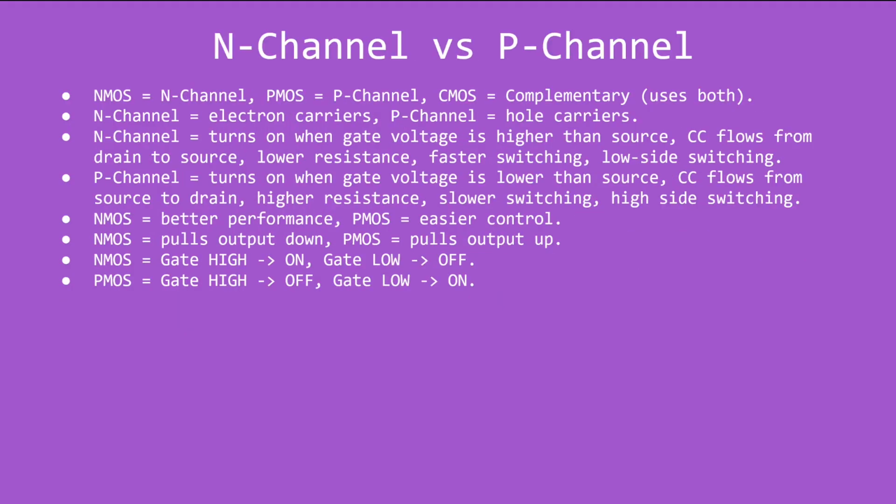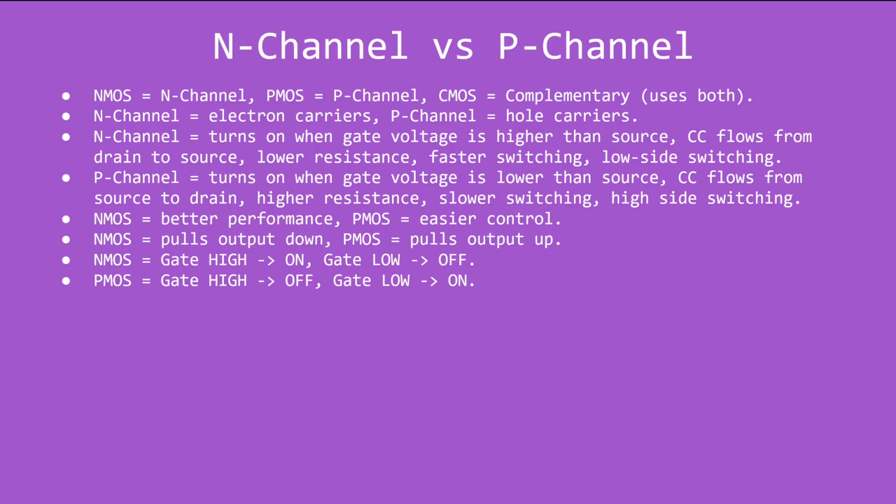I just mentioned P-channel, so there's N-channel and P-channel MOSFETs. NMOS refers to N-channel, PMOS refers to P-channel, and CMOS refers to complementary MOSFET, meaning that the circuit uses both. N-channel has electron carriers, whereas P-channel has hole carriers. We covered electrons and holes in an earlier video. N-channel turns on when the gate voltage is higher than the source. Conventional current flows from drain to source. It has lower resistance, faster switching, low side switching, so you'll probably more likely see N-channel ones.